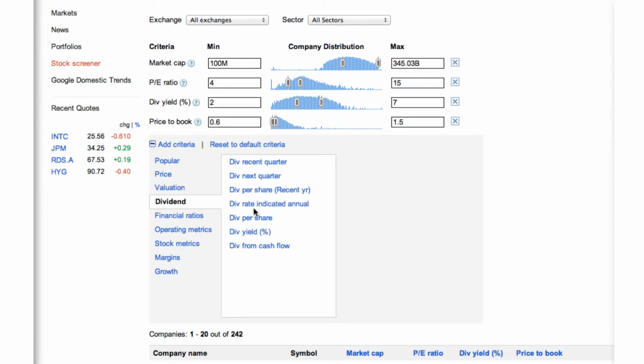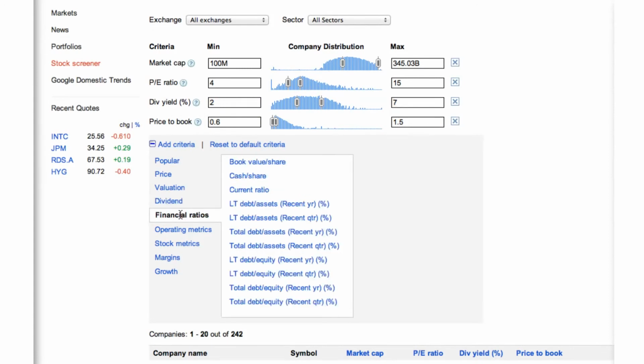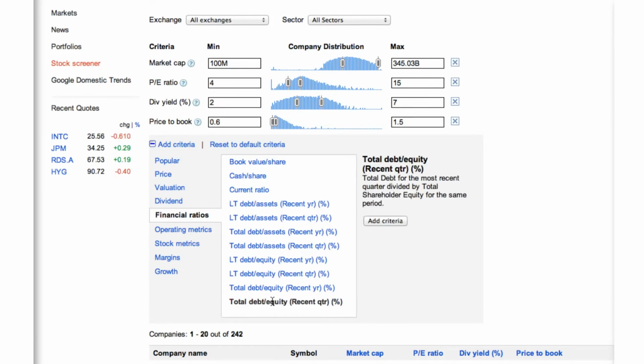As we go down to the dividend, you can see that there are some more different dividend metrics that we could put in here. I'm just going to stick with the current one that we have in there, which is the dividend yield percent. As we go to the financial ratios, now this is one that I particularly like. I like to look at the total debt compared to the equity for the most recent quarter. That's this bottom one, and we'll go ahead and click on that.